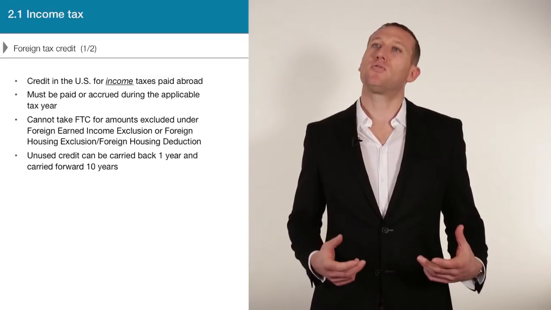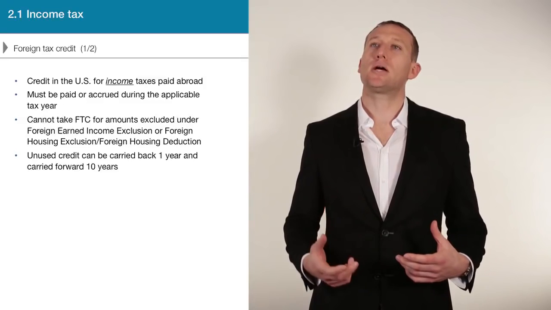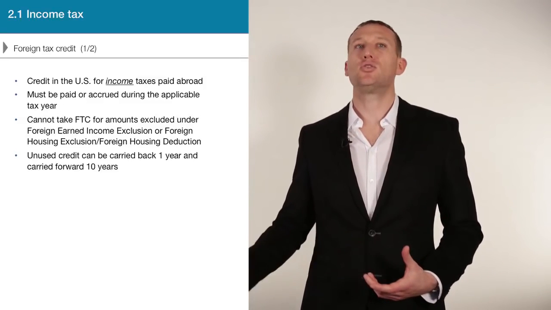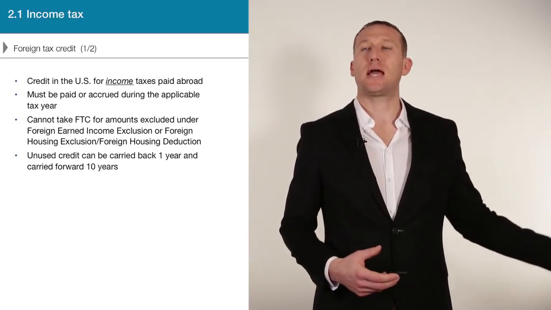Now, another mechanism in the U.S. tax code that helps alleviate double taxation is the foreign tax credit. And basically what the foreign tax credit is, the U.S. allows a credit against U.S. tax for foreign income taxes paid.